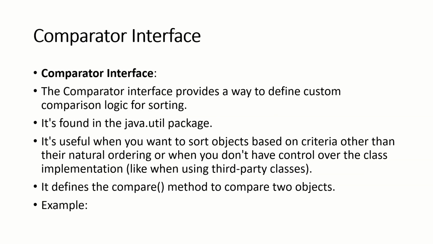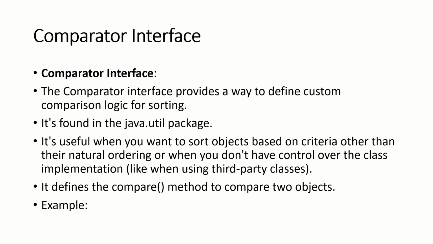Coming to the comparator, it's useful when you want to sort objects based upon criteria other than their natural ordering or natural sorting order, or when you don't have control over the class's implementation, like when using third party classes. Okay, so this comparator is being used for the custom sorting order, not the natural sorting order.